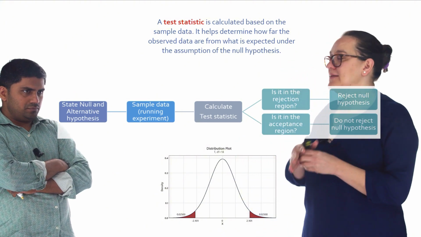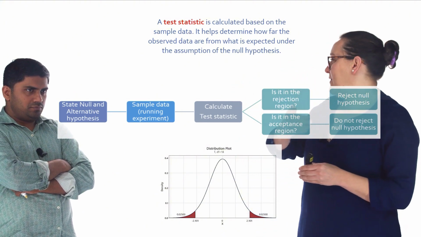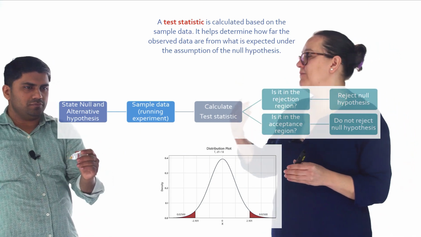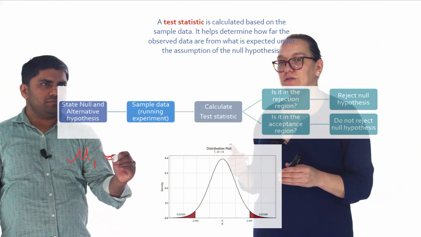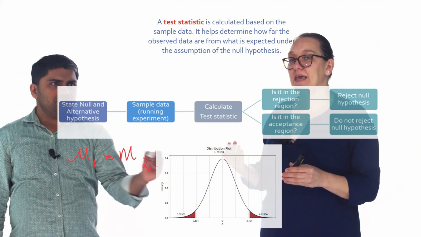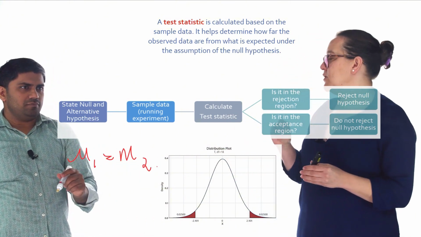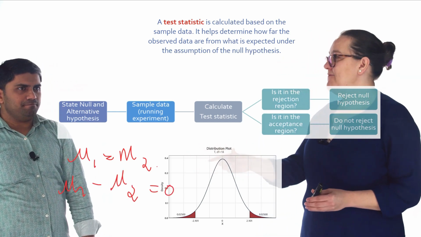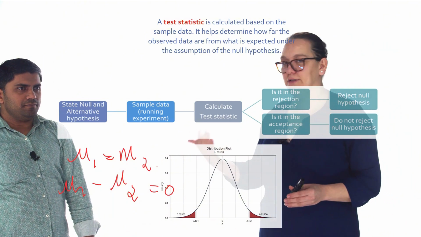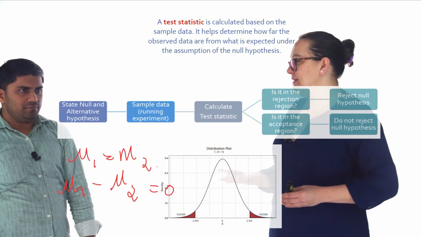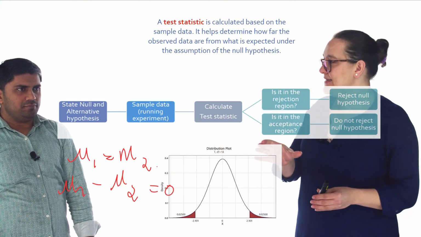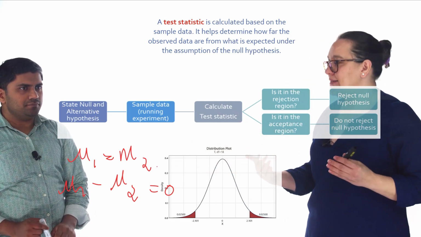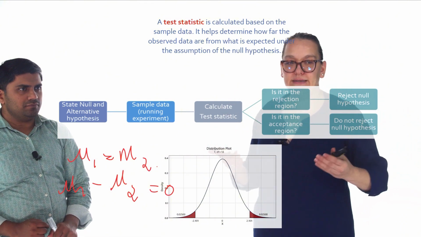So in your hypothesis, imagine that we have mu1 equal mu2. Instead of having mu1 equal mu2, we have mu1 minus mu2 equals 0. So that's our null hypothesis: the difference mu1 minus mu2 is equal to 0. These test statistics try to mimic that. The test statistic is based on your null hypothesis being true.